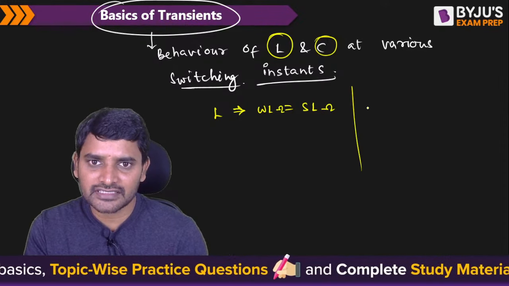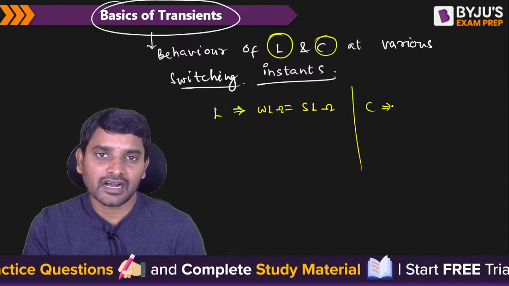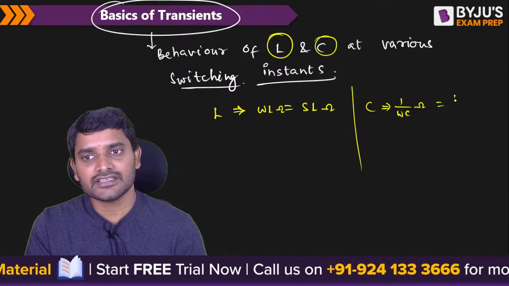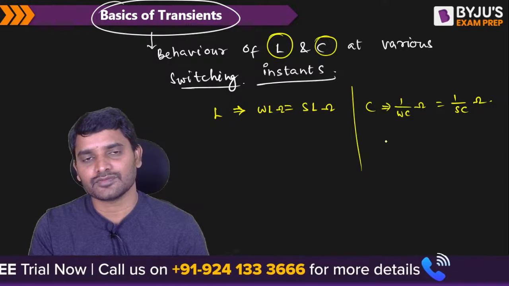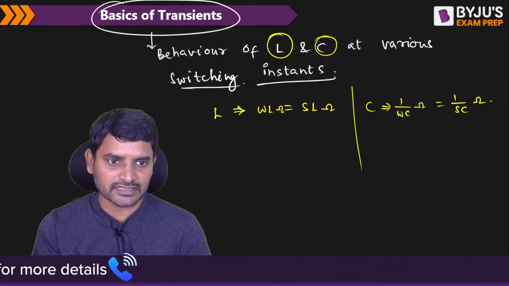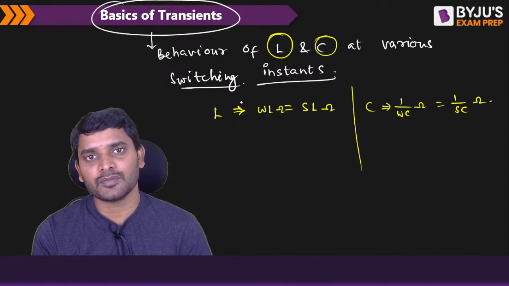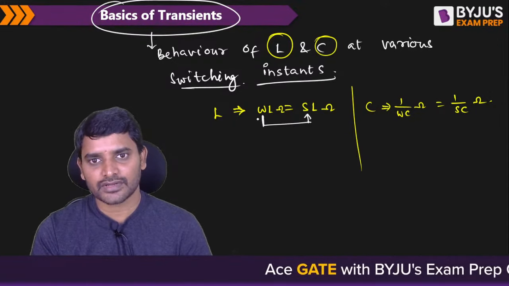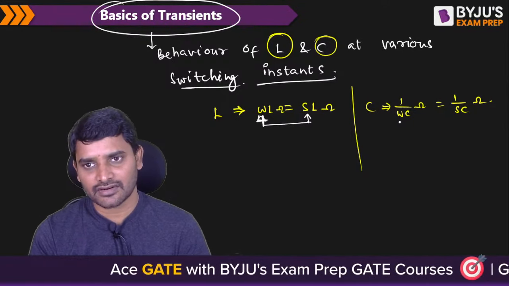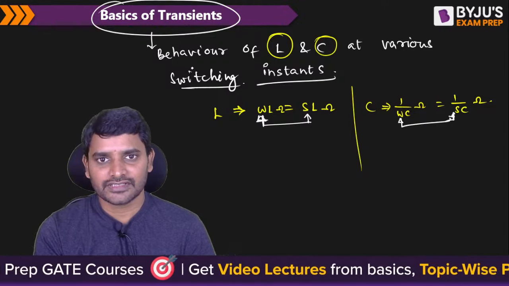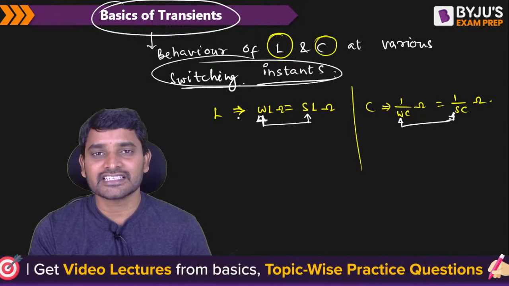Similarly, for the capacitor, you can represent the opposing parameter as 1 by omega C ohms, or otherwise write it as 1 by sC ohms. So what do you get from these opposing quantities? Here there is a frequency component, omega or s. With respect to the switching instant, that is the time instant.